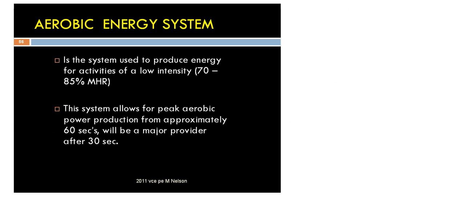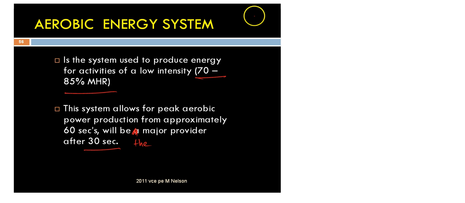The aerobic system is used to produce energy for activities of a low working intensity. So here we're looking at 70 to 85% max heart rate. The system allows for peak aerobic power production from approximately 60 seconds and will be the major provider of energy for muscular contraction after 30 seconds.